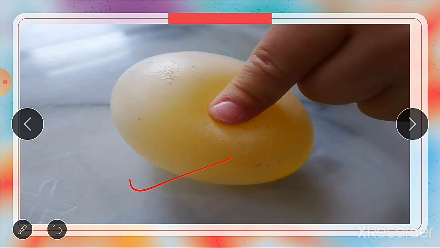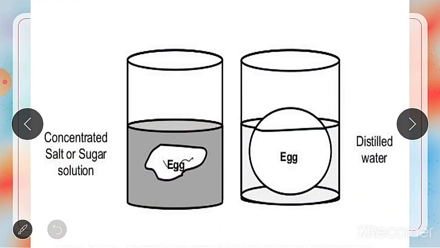Put this processed egg in pure water and observe after 3 to 5 minutes. You will observe that the egg swells because water enters the egg by osmosis. This egg becomes swollen by the process of osmosis, as water enters inside the egg.